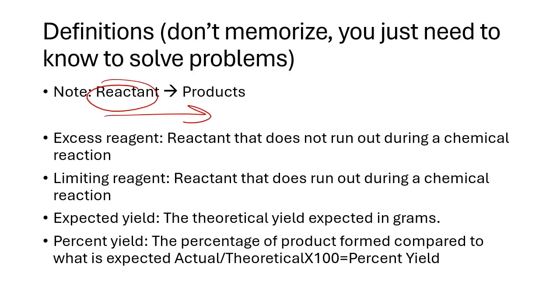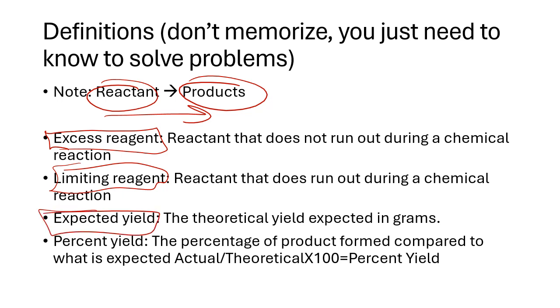Reactants form products. Excess reagent is what is left over in a chemical reaction. You can never mix two things perfectly. I mean, I guess you could, but at a molecular level, something's going to run out before the other. Limiting reagent is the thing that runs out. Expected yield is what you should get. Percent yield is actual divided by theoretical times 100.